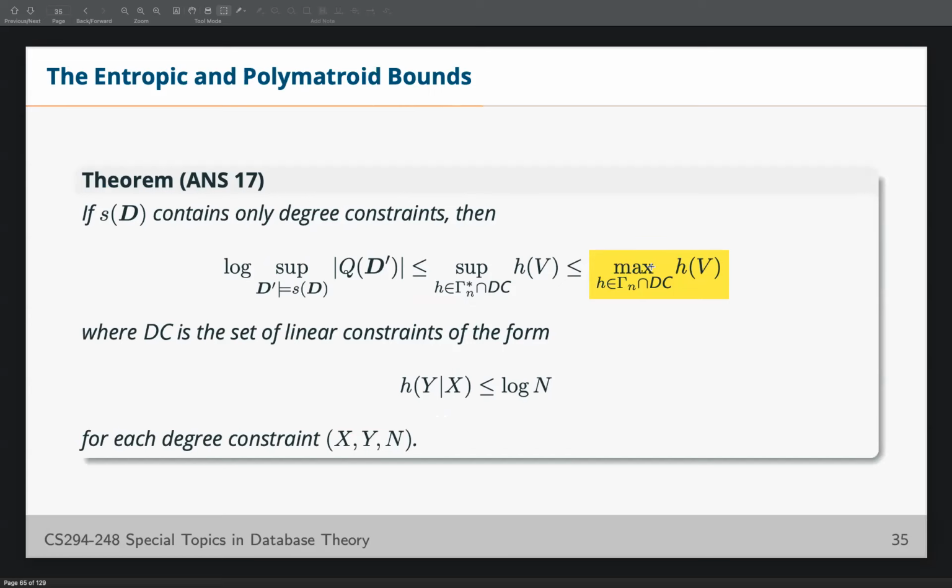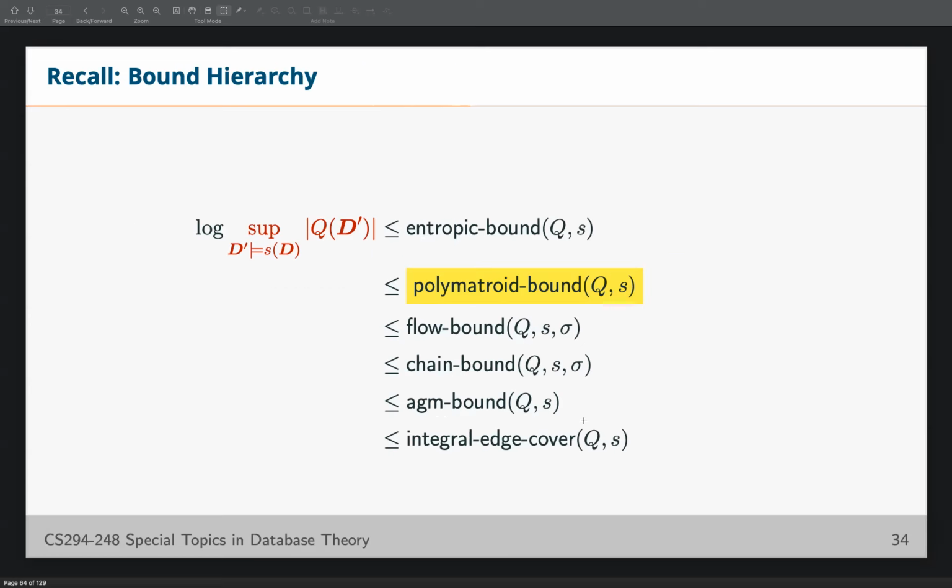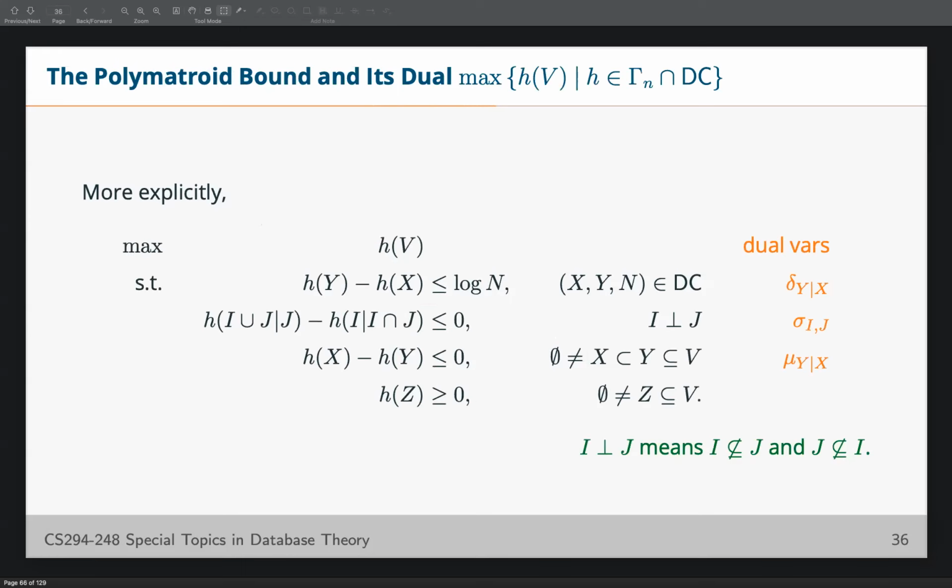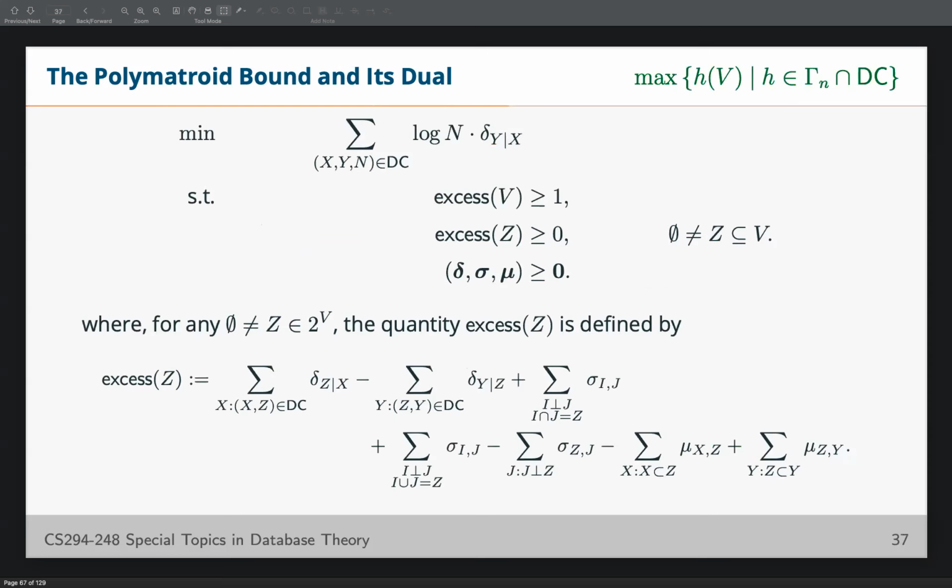Which is this quantity. Now, I do want to point out that there are some queries or some input statistics for which the AGM bound or the chain bound is equal to the polymatroid bound. In those cases, this algorithm is already sufficient. There's no need to go beyond that. But here, let's consider cases where there's actually a gap from the polymatroid bound to the next bound. I'm going to skip this part actually. There's some linear programming duality and all of that.